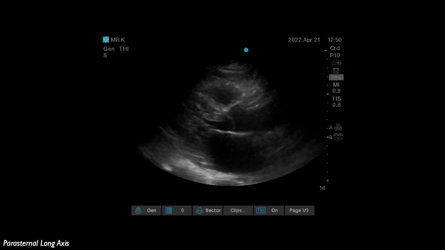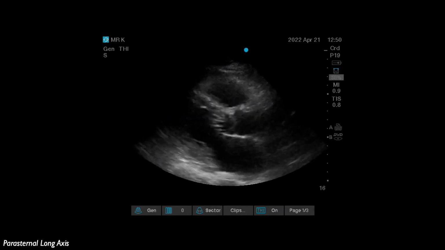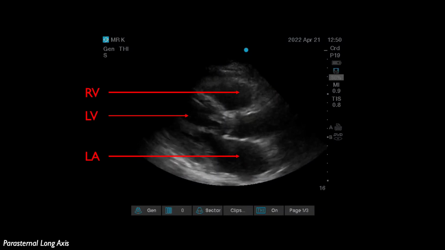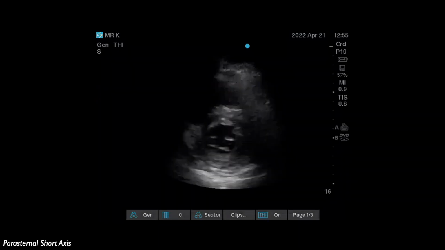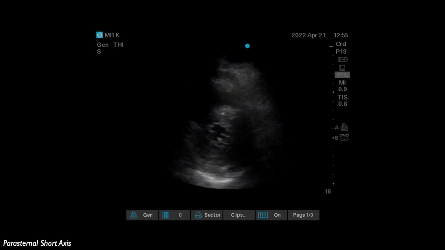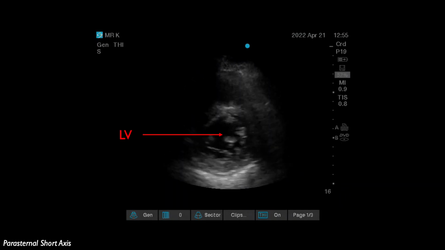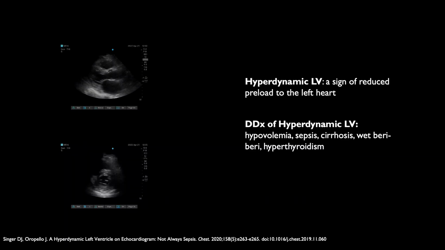Looking next at the parasternal long axis of the heart, we can see the walls of the left ventricle touching with each contraction. The heart appears to be working quite hard to beat in this case. We see this also in the parasternal short axis view, with the ventricular walls concentrically contracting almost completely inwards with each beat. These findings represent a hyperdynamic left ventricle.